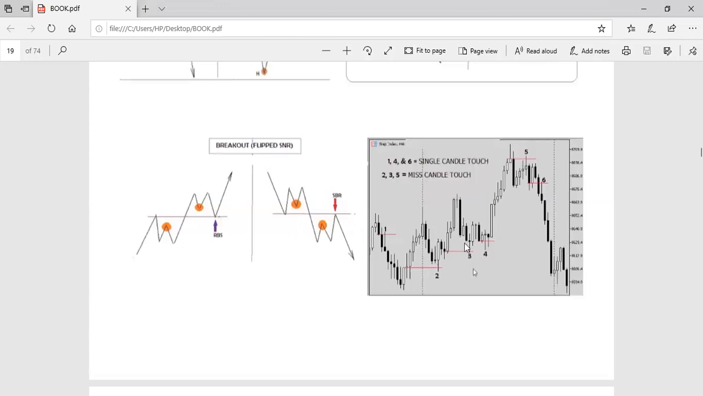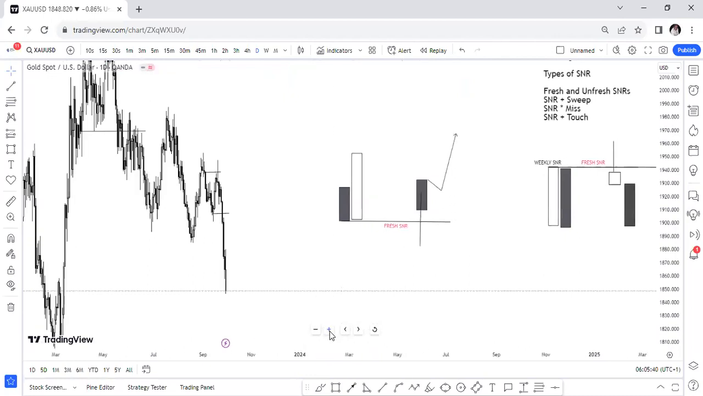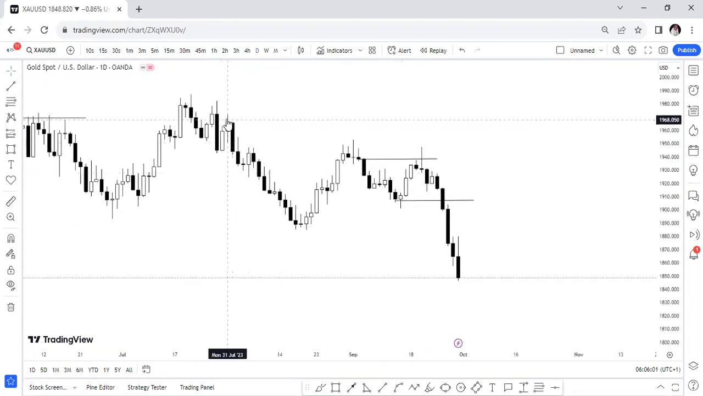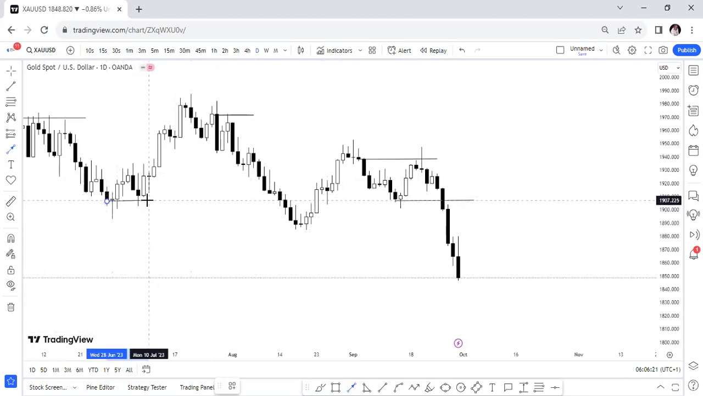Like this place now, this is a miss here. This is a miss, right? It could be a gap, it could be a flipped SNR. So between the SNR level and the touch, if you get a space, like here, this is a miss. All these candles are what we call miss candles because they do not go up to touch the SNR level. As long as we have at least one candle in between the level and the touch, there's a miss.